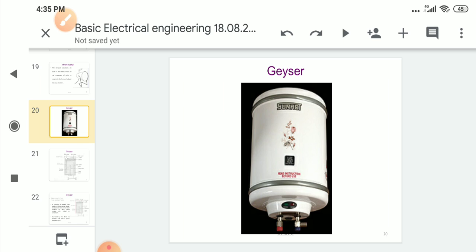Now we will study this geyser. First of all, what is a geyser? A geyser is a device used for heating water and continuous supply of hot water.